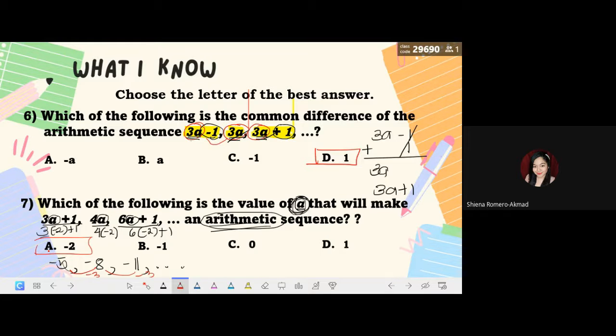So ano yung kailangan yung tandaan when it comes to arithmetic sequence? When it comes to arithmetic sequence, you need to be reminded na nag-add tayo and at the same time, because you are adding a constant number, meron tayong common difference.